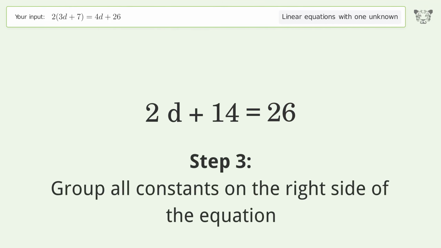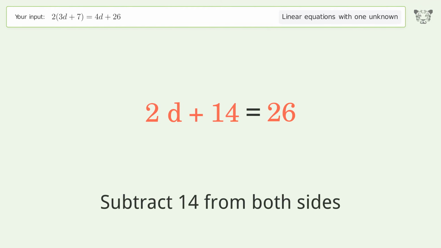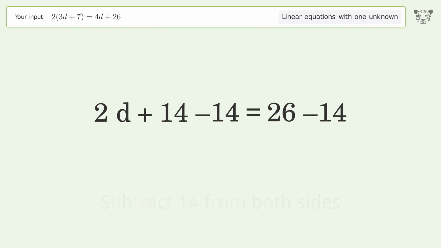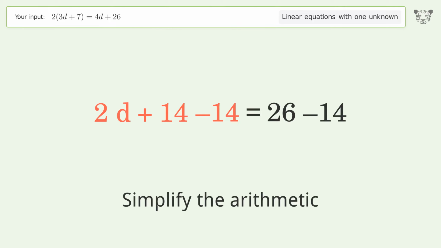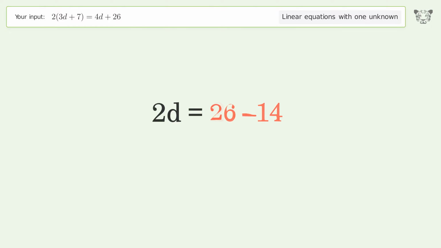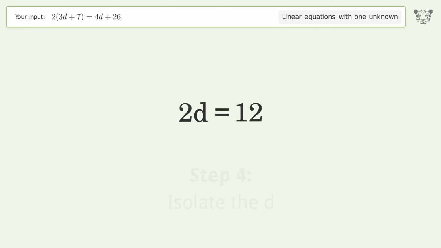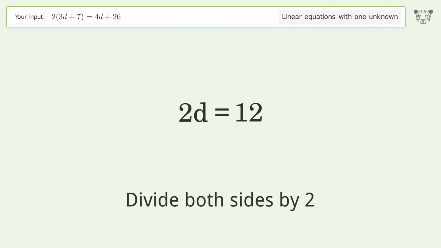Group all constants on the right side of the equation. Subtract 14 from both sides. Simplify the arithmetic. Isolate the d. Divide both sides by 2.